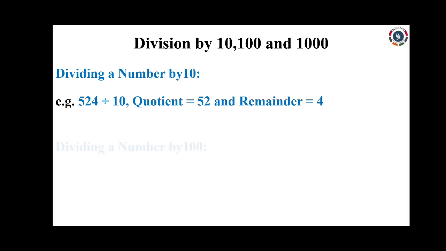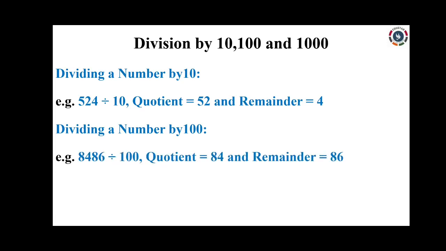Dividing a number by 100. When we divide a number by 100, ones place digit and the tens place digit are the remainder. The remaining digits are the quotient. Example, 8486 divided by 100. Here the ones place digit and the tens place digit are 86. So 86 is the remainder. The remaining digits 8 and 4, 84 is the quotient.